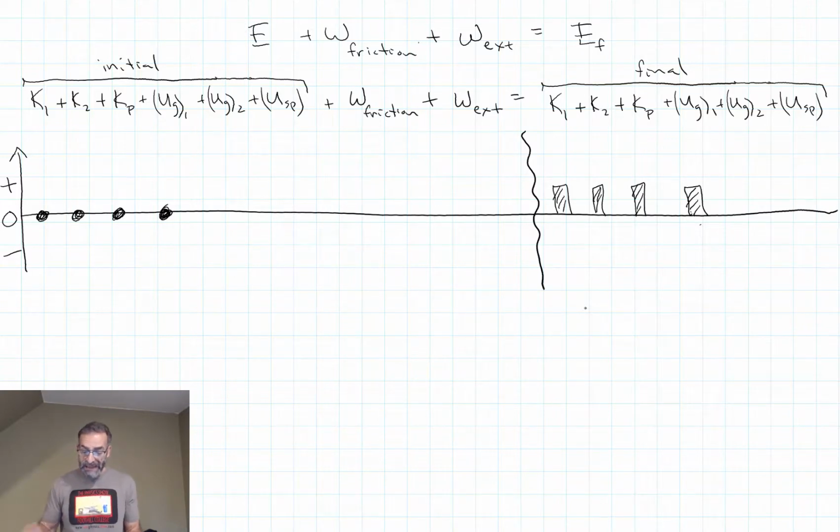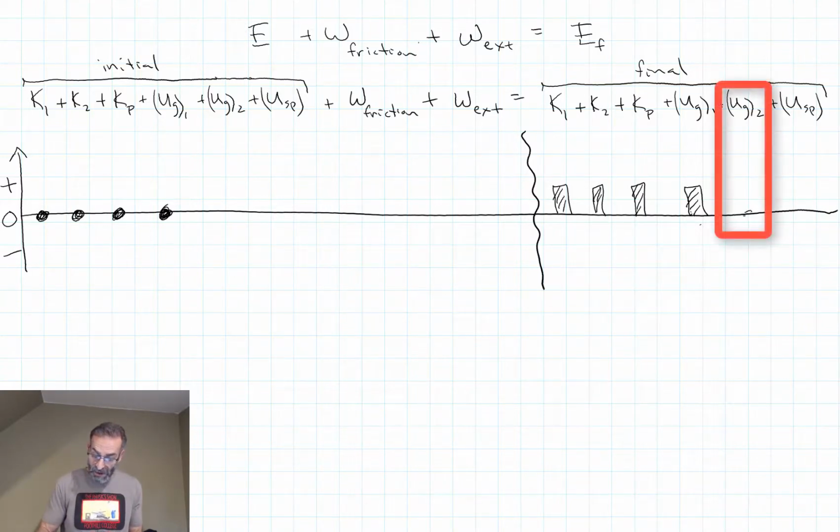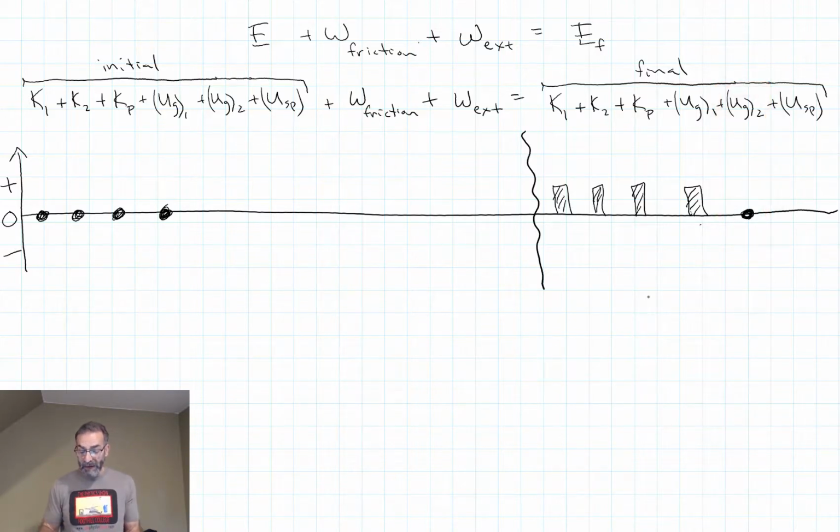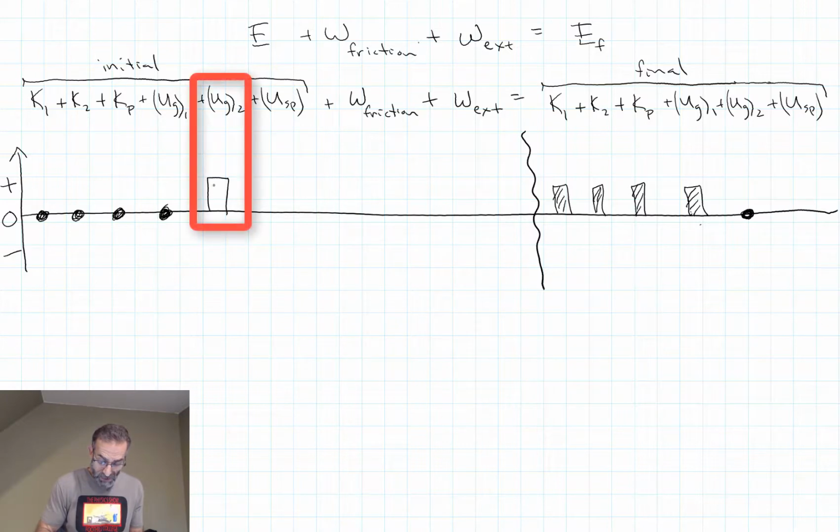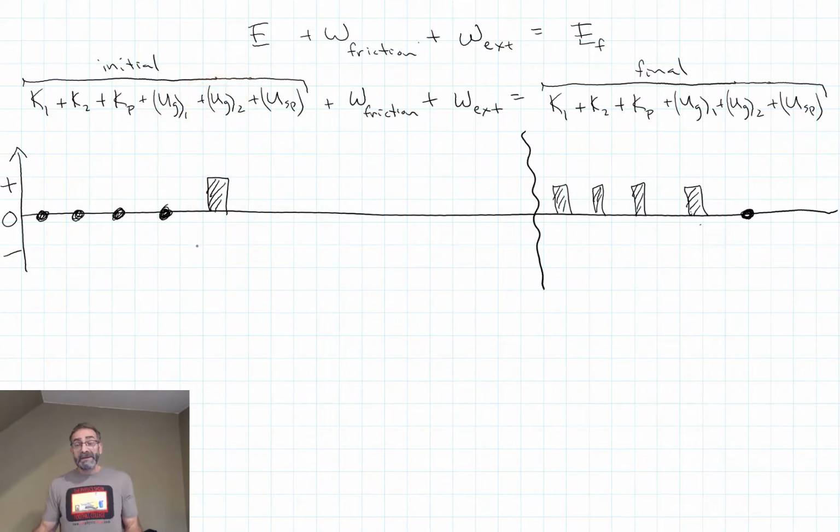Mass 2 ends up at its lowest point, so we could call that our 0 for UG2 at the end of the problem. It starts out higher than that, and if it's higher, it has to have more gravitational potential energy. What's more than 0? A positive number.